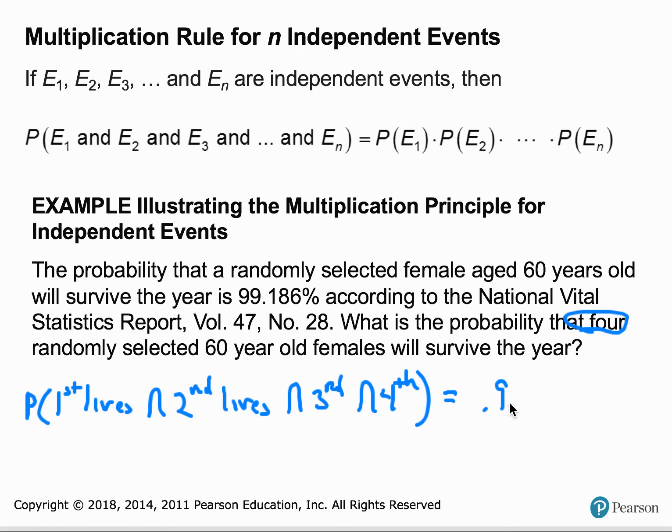So it's 0.99186 times 0.99186 times 0.99186, and so on, 4 times. So 0.99186 to the 4th, or 0.9678.